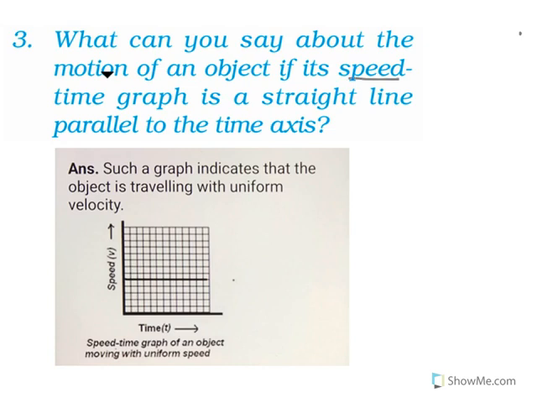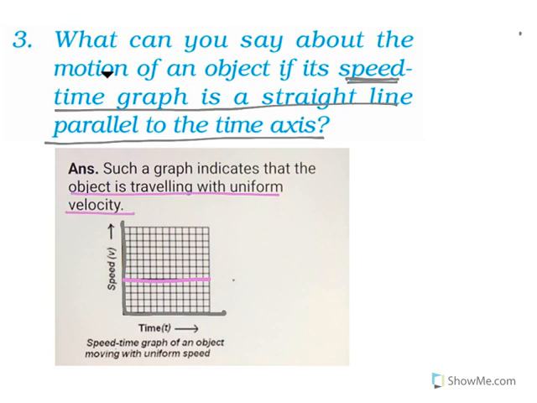What can you say about the motion of an object if the speed time graph is a straight line parallel to the time axis? Now this is a speed time graph. So here you have the speed and time graph and this is parallel to the time axis. In this case we can see the speed is constant. Such a graph indicates that the object is traveling at a uniform velocity. So this is uniform velocity.